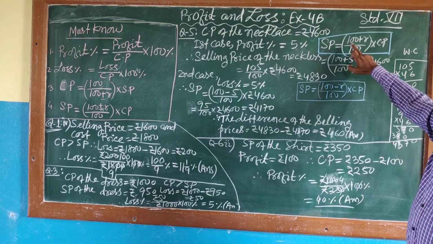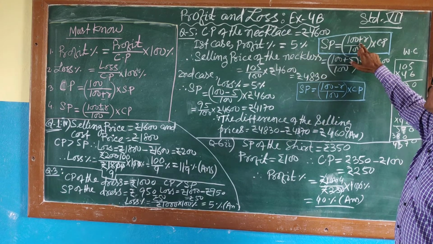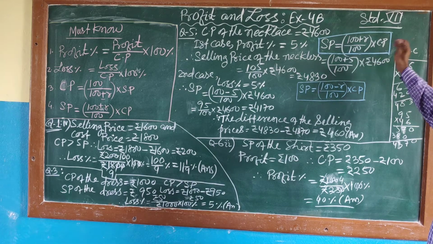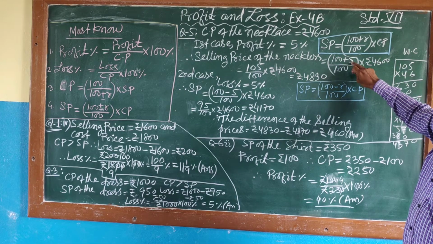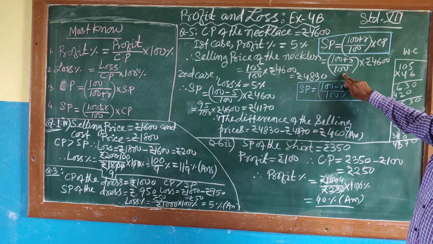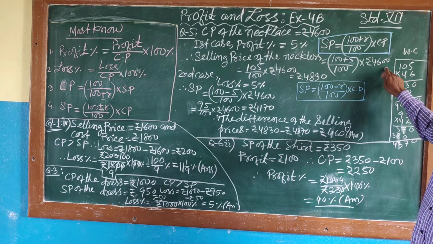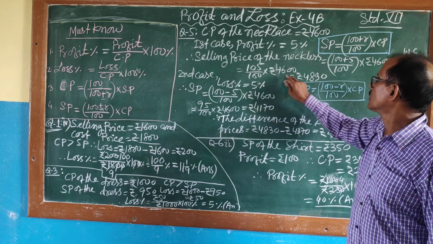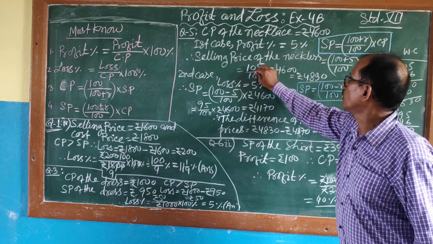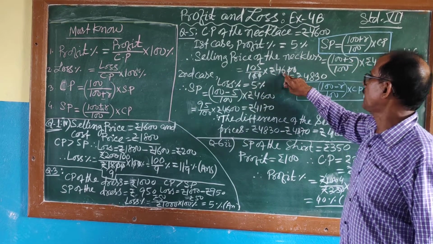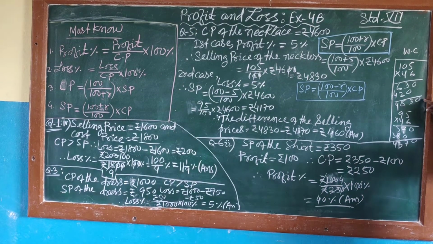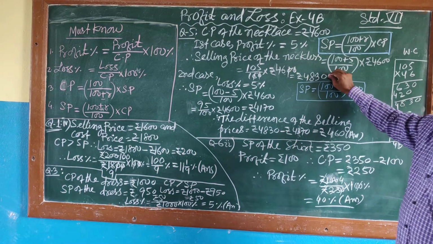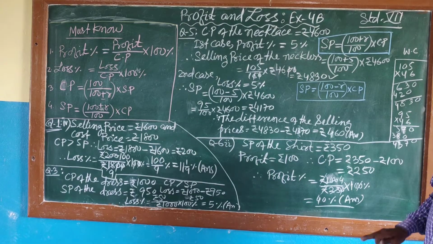The SP formula is 100 plus R, because profit means plus R, where R is the profit percentage. SP equals 100 plus R divided by 100 into CP. So 100 plus 5, 5 being the profit percentage R, divided by 100 into 4,600. If you simplify, these two 0s will be cancelled, and 46 multiplied by 105 gives 4,830. So 4,830 is the selling price in the first case.